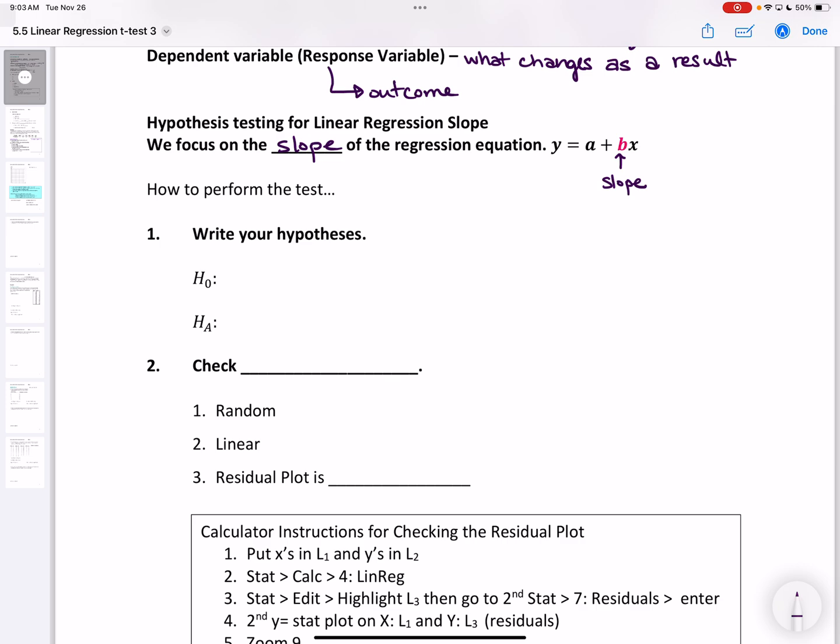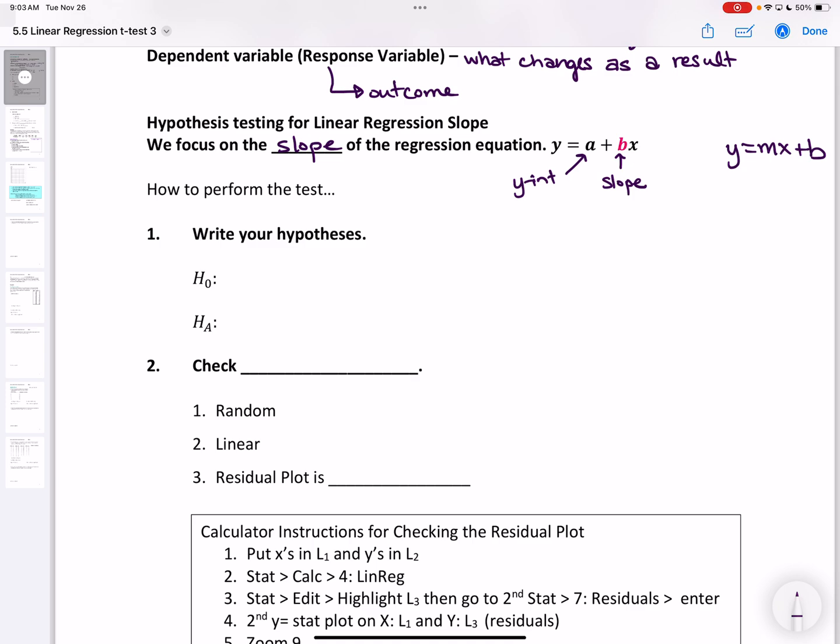Last year in pre-calc, I taught you y equals mx plus b. So remember, whatever's with the x is your slope, and whatever's the number at the end is your y-intercept. Good job, y-intercept. Same thing with this, okay? So that is still going to be the y-intercept. Whatever's with the variable x is still going to be your slope, okay?